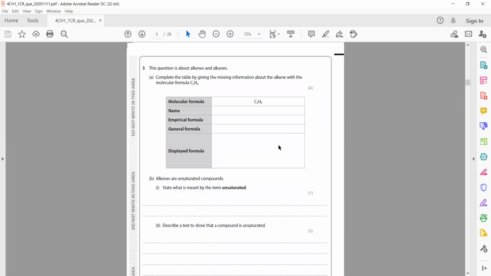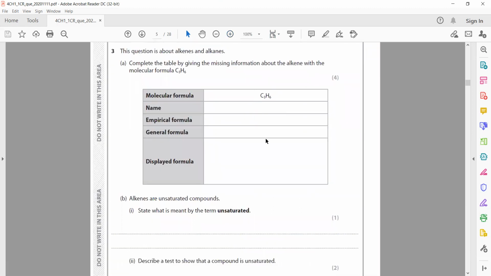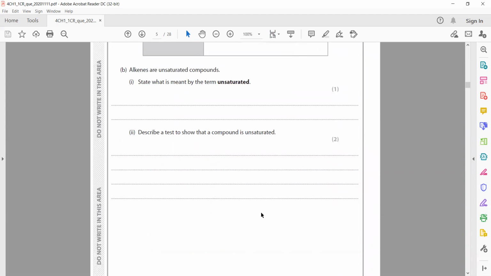This question is about alkenes. The molecular formula C3H6. So name: 3 carbons, so it will be prop, and because it is an alkene, it is propene. Empirical formula, the simplest ratio between 3 and 6, that is 1:2. General formula CnH2n, and displayed formula, you will draw 3 carbon atoms linked with hydrogen atoms, and one of them will have a double bond.